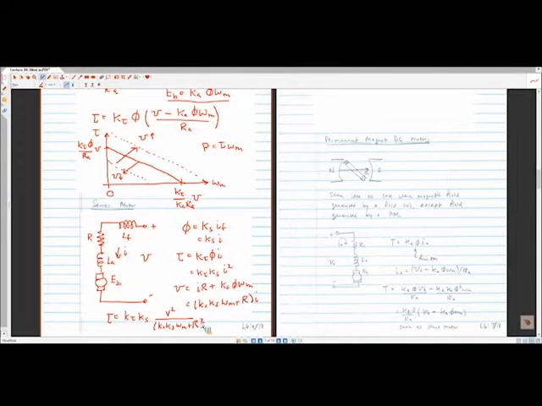Yes? This is only for steady state. And just before I forget this, I missed a parenthesis. Yep, only for steady state.